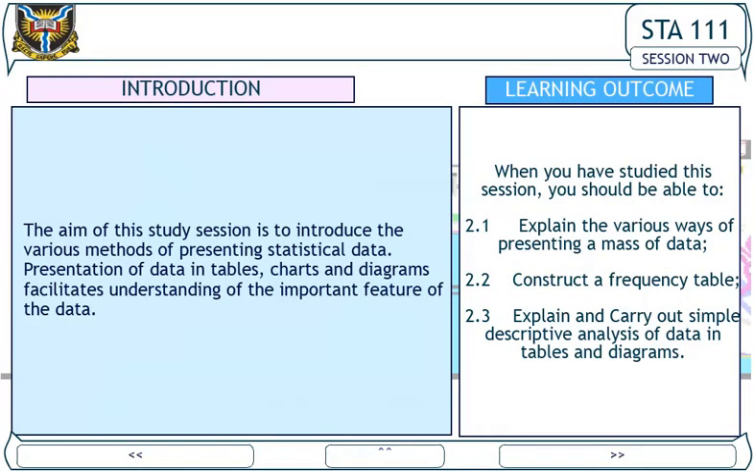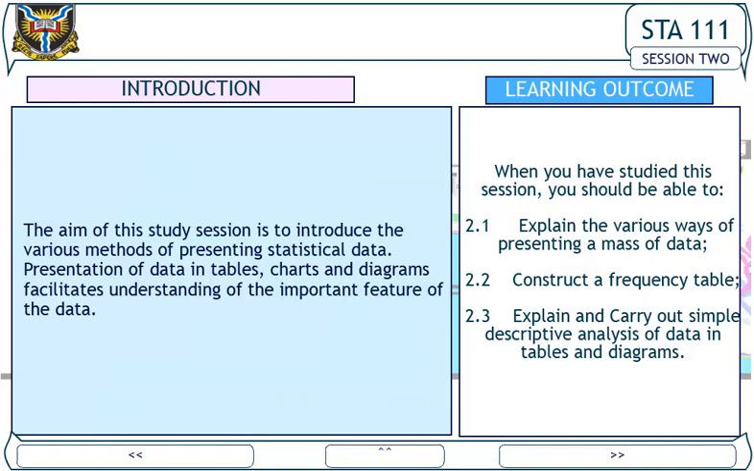Introduction. The aim of this study session is to introduce the various methods of presenting statistical data. Presentation of data in tables, charts, and diagrams facilitates understanding of the important features of the data.